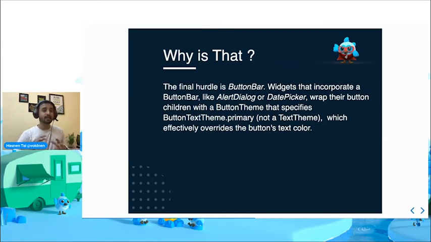So a simple task like configuring the text color for all the text buttons should be simple, right? There should not be a hacky way to do that. The objective was to make it pretty simple, so that everyone can understand it and just use it in their application, right? As we know, there was a hurdle called button bar, which was overriding the theme.